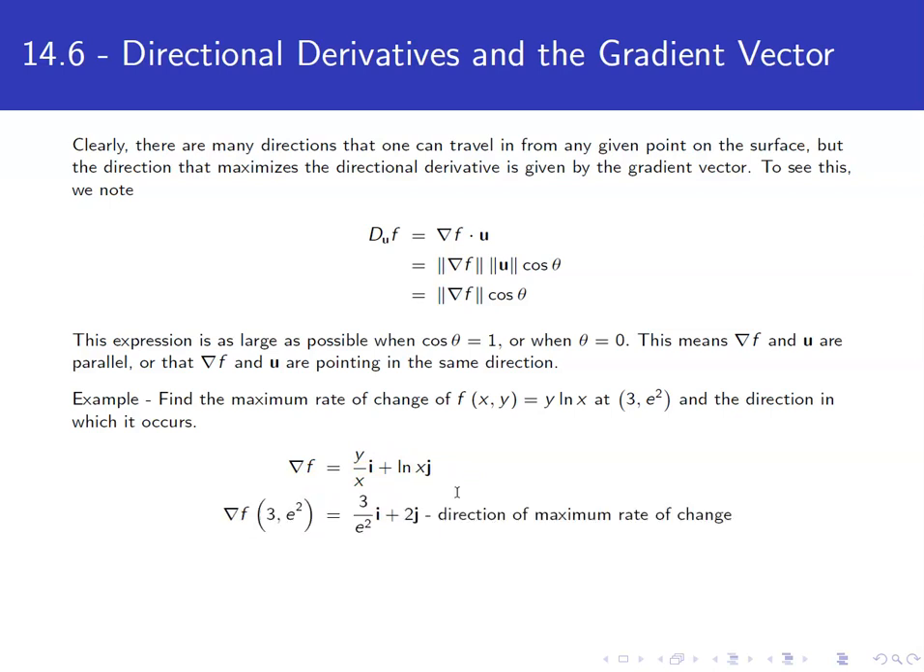The direction of our maximum rate of change is the gradient vector evaluated at this point. So we put in 3 for x and e² for y. We get (e²/3) i plus (ln 3) j. That's the direction that indicates our maximum rate of change. The magnitude of this vector is the maximum rate of change, and if you go through all that work, you should get the square root of 9 plus 4e to the 4th, all over e².